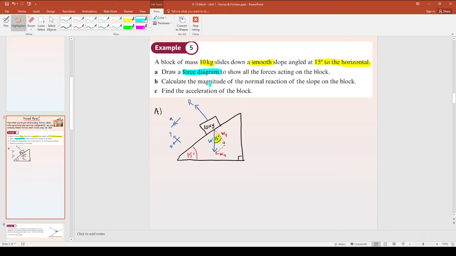Part B says calculate the magnitude of the normal reaction of the slope on the block. What variable is that? That's right, it's R. So here's what you're going to do for B. You wanted to get R, right?